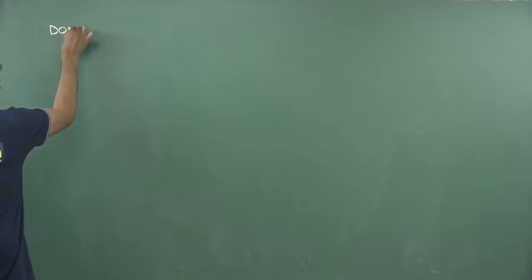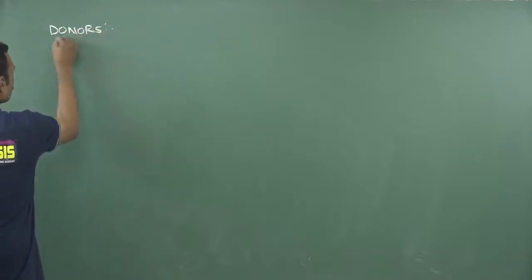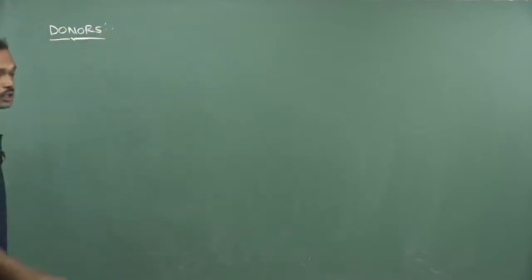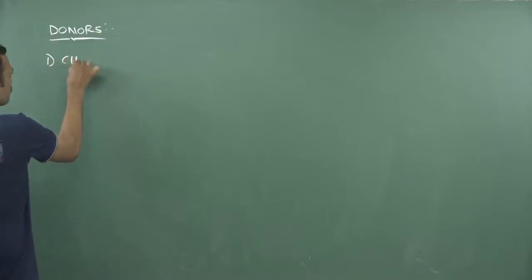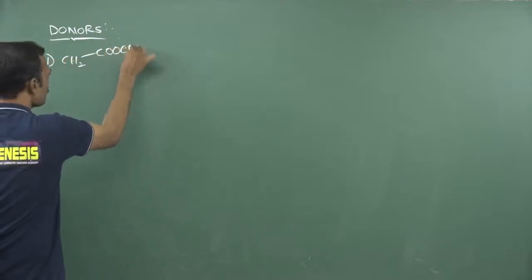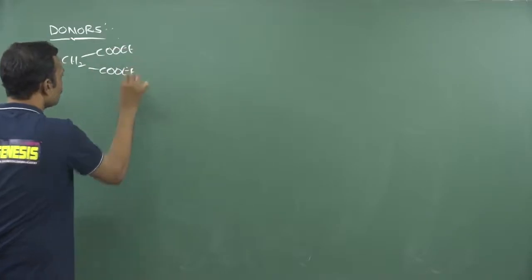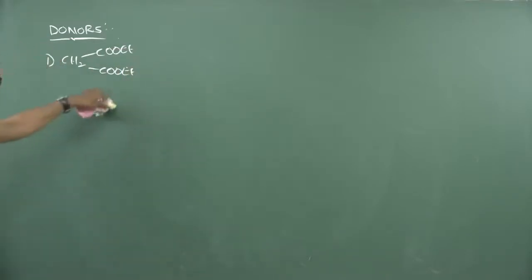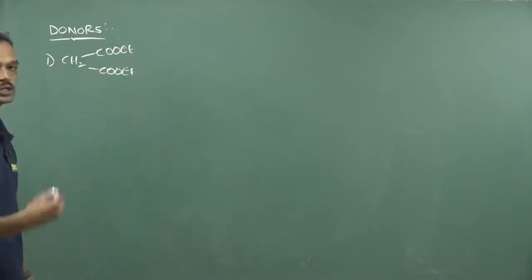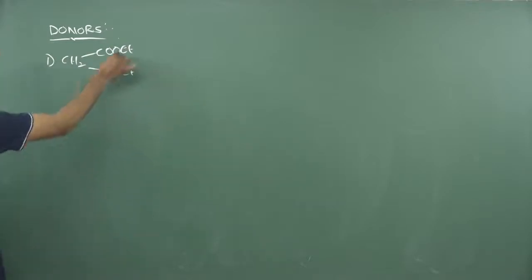So I am writing some selective donors. What are the available donors here? The first most important donor is this: CH2COOEt, here also COOEt. This is called diethyl malonate. If I remove this ethyl and put hydrogen, that is called malonic acid. That's why it is called diethyl malonate.